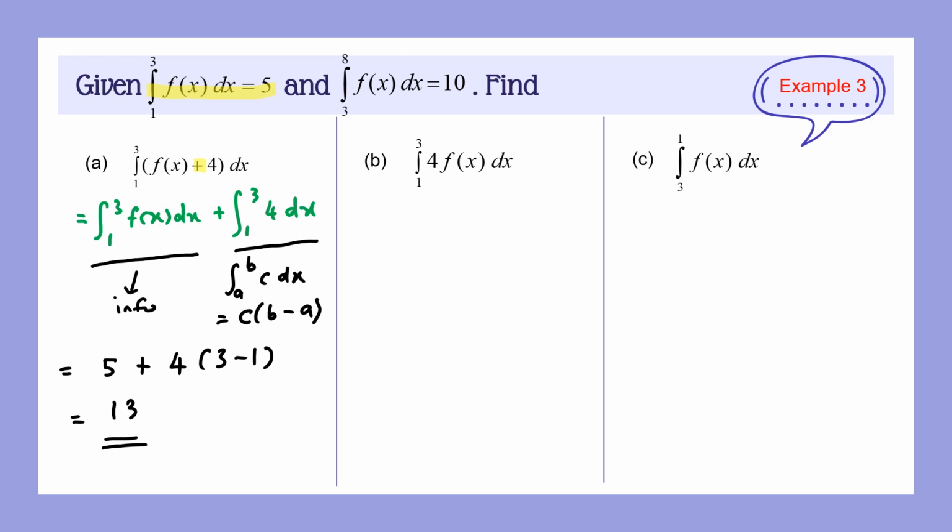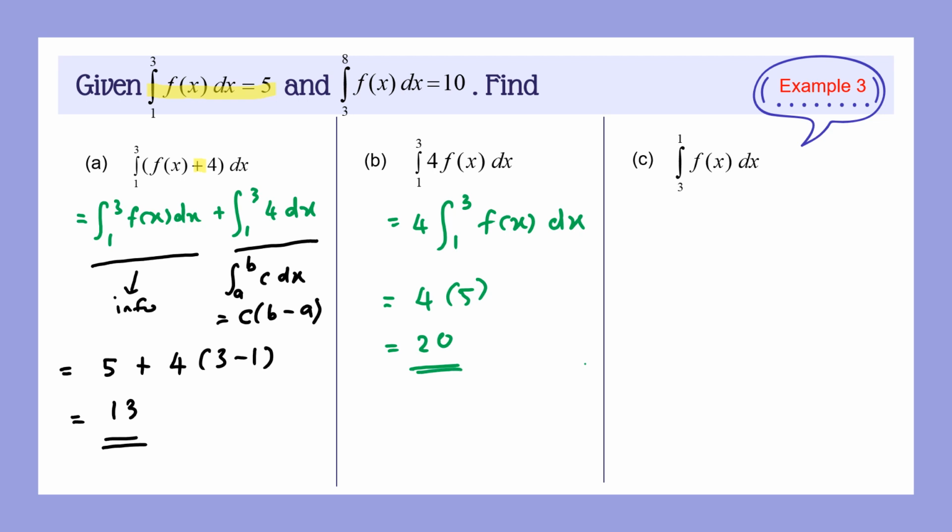Let's move to question B. This one is integrate from 1 to 3, 4 f(x) dx. Since 4 is a constant, we can bring out 4. So we get 4 integrate from 1 to 3 f(x) dx. Integrate 1 to 3 f(x) dx is 5. So then 4 multiplied by 5, we get 20. So the answer is 20.